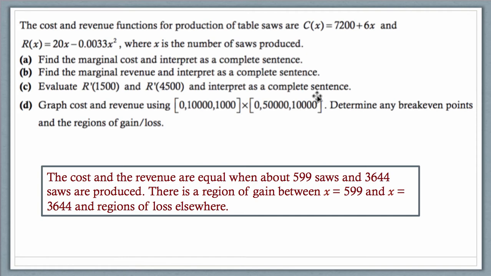So we saw in part C, when we found the marginal revenue for 1,500, that we had a gain. And when we looked at the marginal revenue at 4,500, we had a loss. And that's because we were outside of this region of gain when we were at 4,500 table saws.